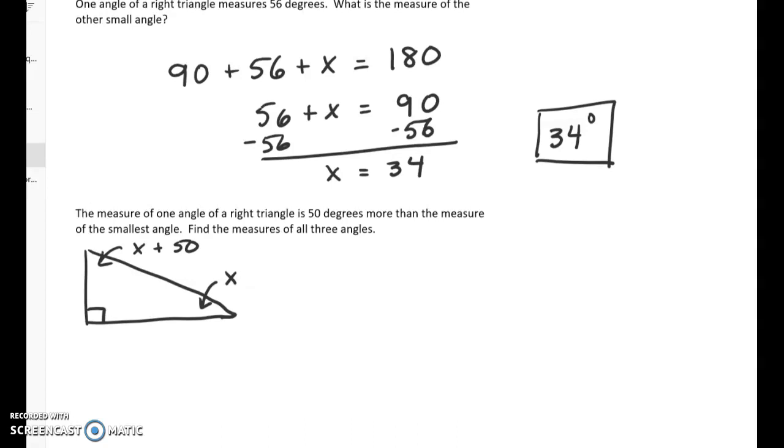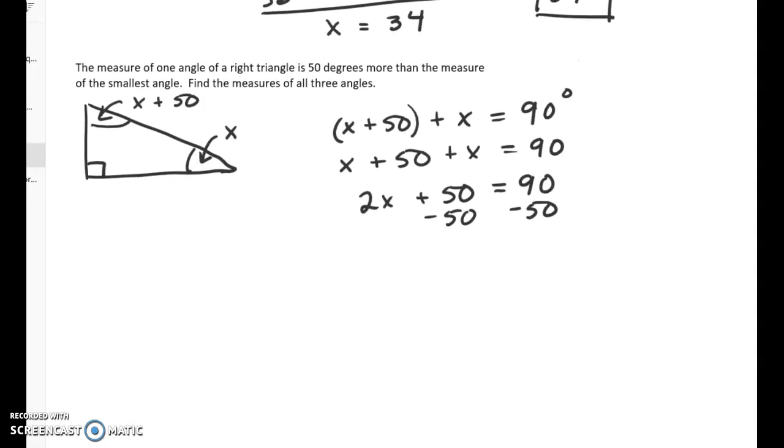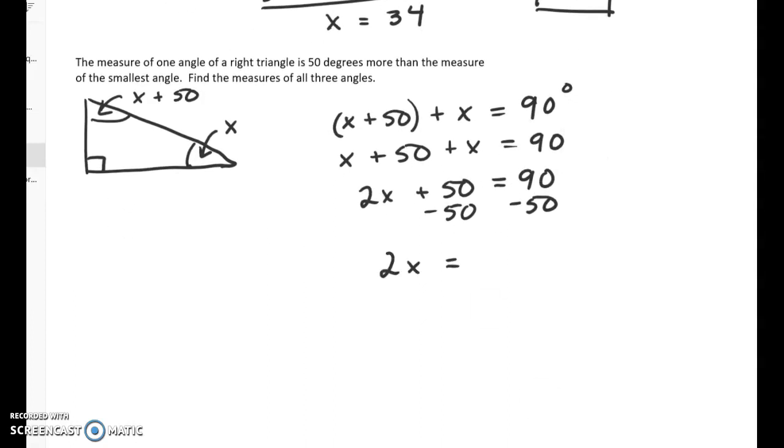Now here's what I can say. Just like in the last problem, I can say that this angle plus this angle has to equal 90 degrees. Or x plus 50 plus the other x, that has to equal 90 degrees. And then that's an equation we can solve. X plus 50 plus x equals 90 degrees. 2x plus 50 equals 90. If I subtract the 50 from both sides, I get 2x equals 40, and then divide by 2, and so I get x equals 20.